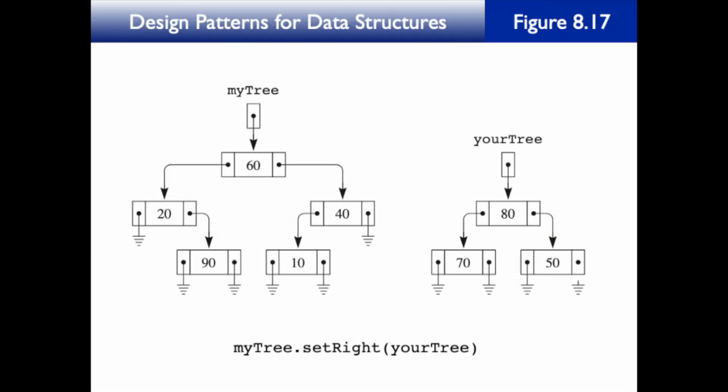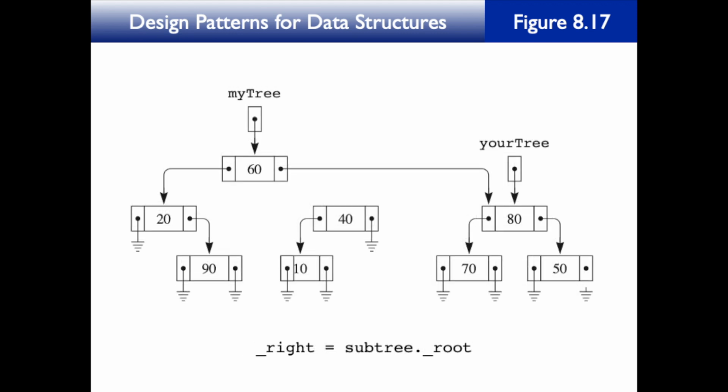Figure 8.17 shows the sequence of events that happens when we execute myTree.setWrite(yourTree). Now recall that we are in the node version of setWrite, which means that our environment consists of the node that contains 60 as its data. On the other hand, we have been passed yourTree, which is a tree. We have not been passed a pointer to a node.